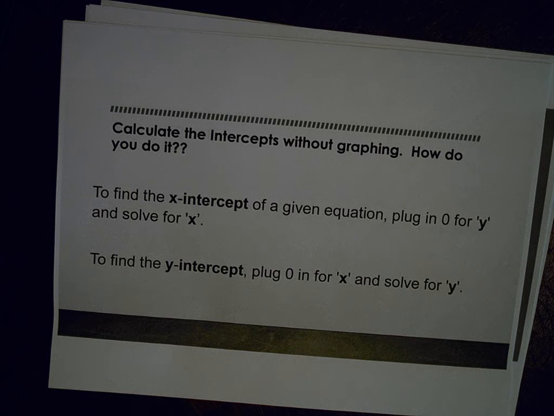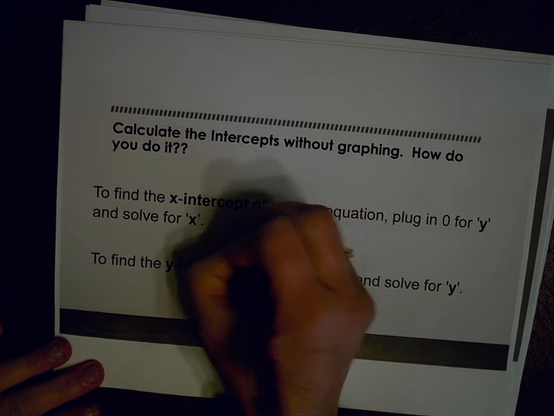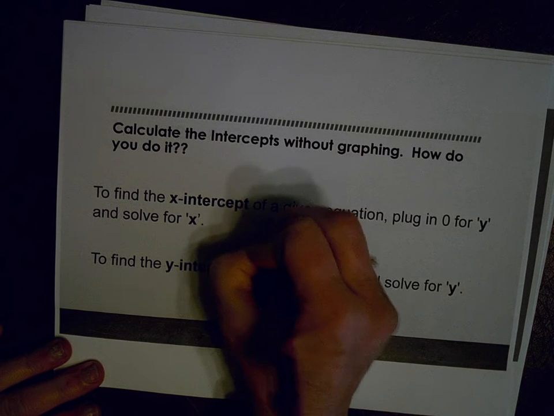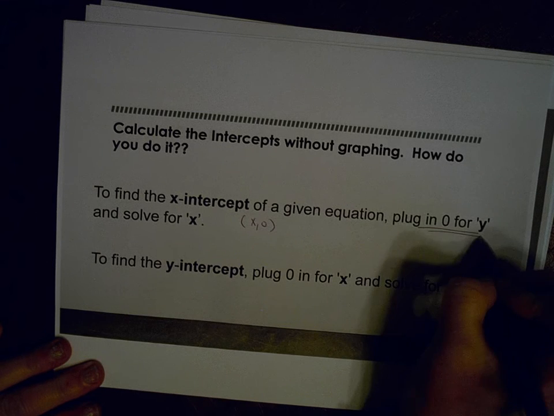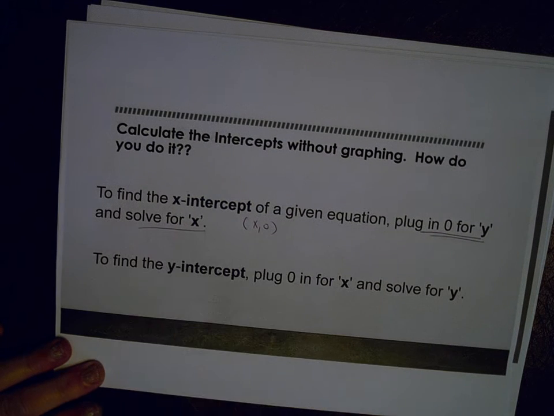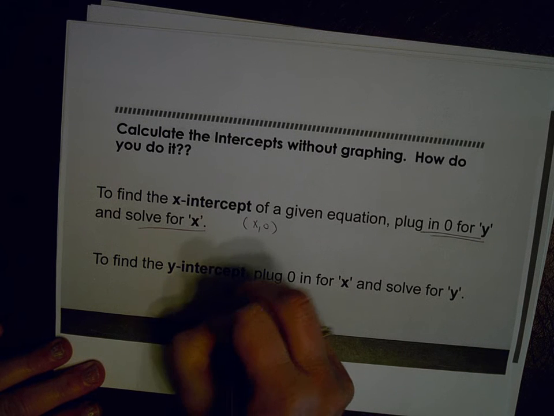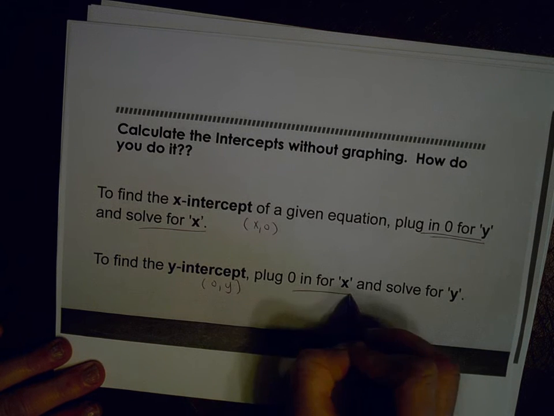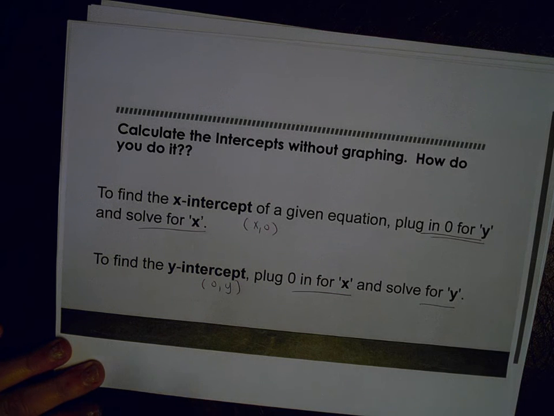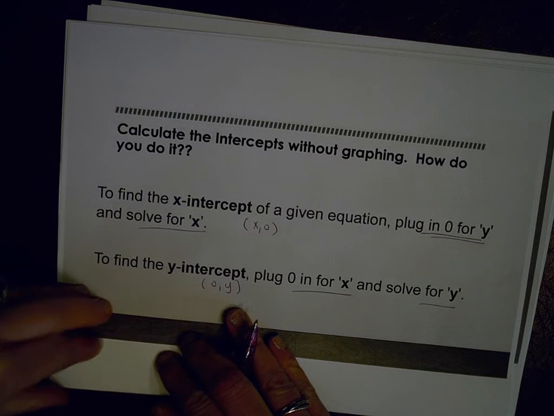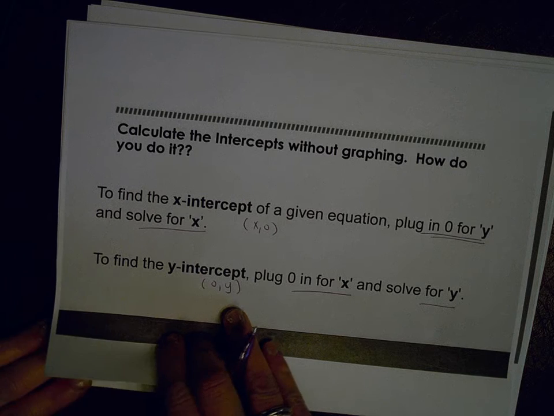Well, you would have noticed that every x-intercept was an x value and 0. So we're going to plug 0 in for y, and then we're going to solve for x. And if you notice, every y-intercept was a 0 for x, and then a y value. So we're going to plug 0 in for x, and solve for y. And you're going to do that for each equation, and you're going to get the answer.